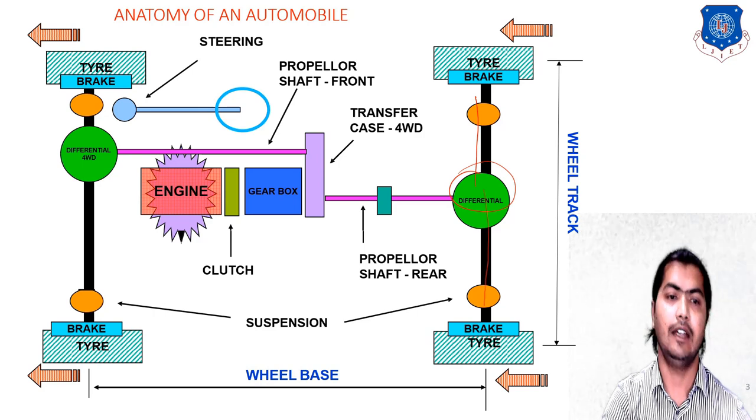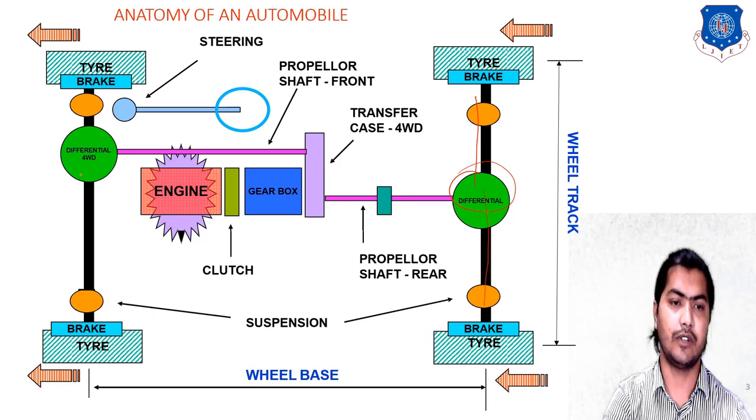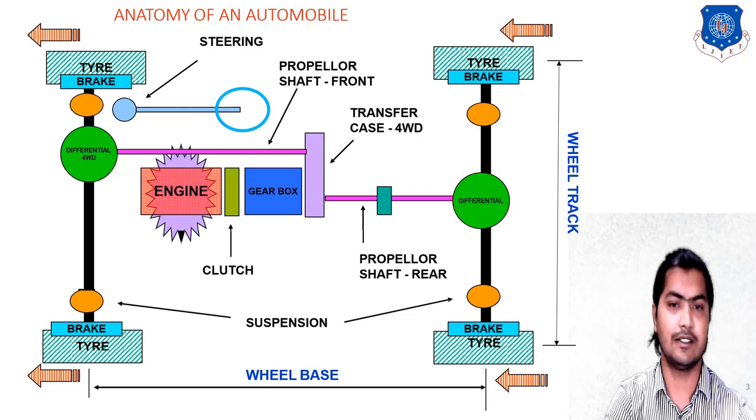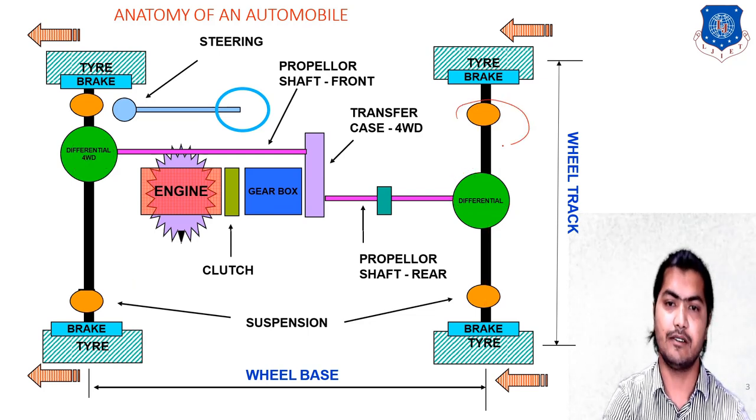Okay, and similarly front wheel drive power is transmitted to front two wheels. Okay, next component is the suspension system. This is our suspension system. We will study about suspension system. This is a brake and this is a tire system.